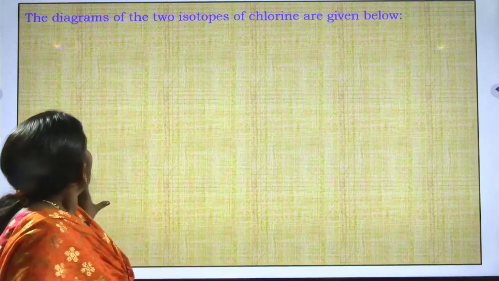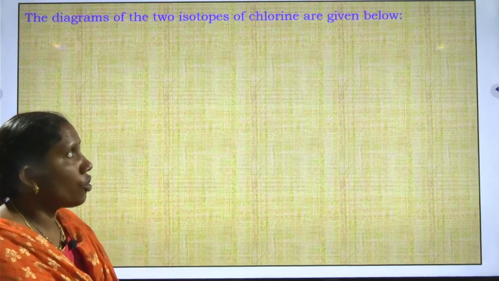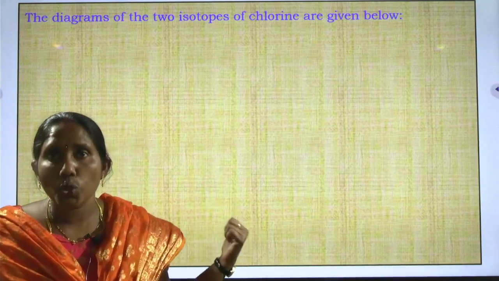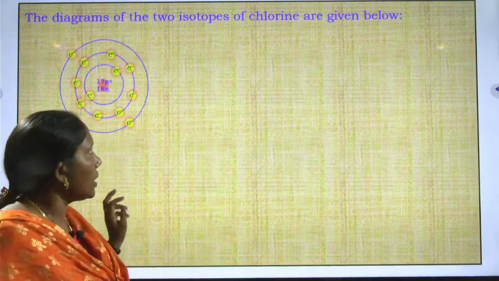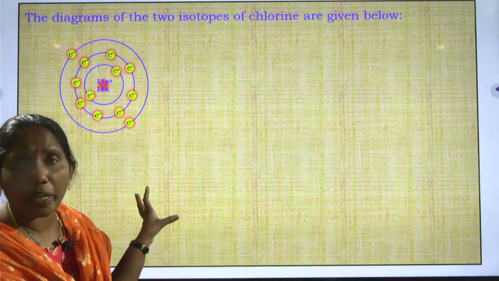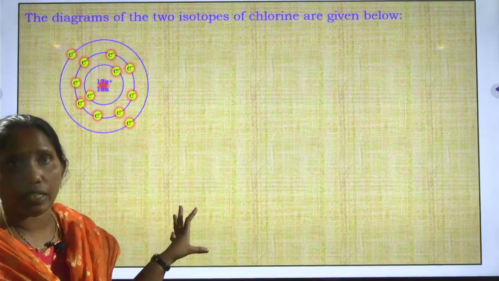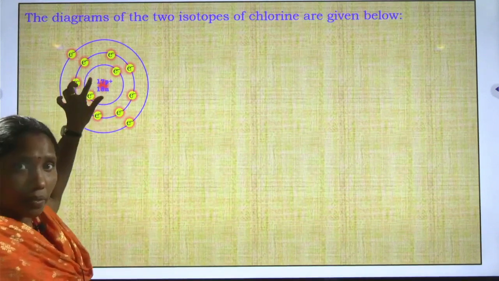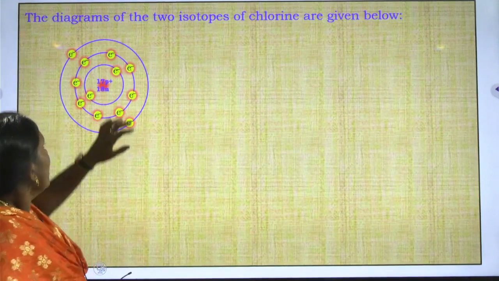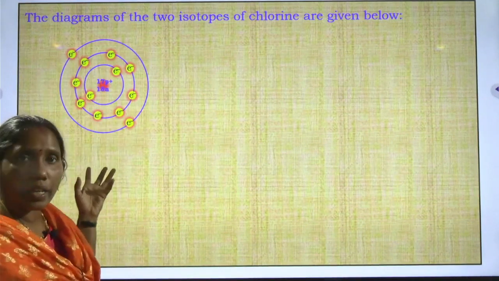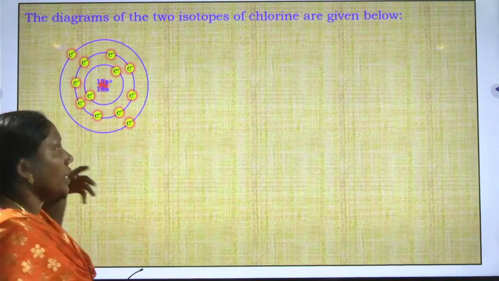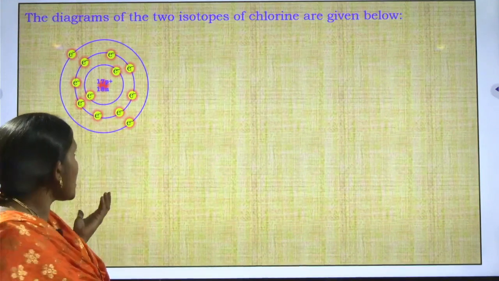Let us see the diagrams of the two isotopes of chlorine given below. Chlorine 17 35 and chlorine 17 37, the two chlorine isotopes we have seen, right? Let us see them in the diagram, a graphical representation. This is the nucleus. In the nucleus, 17 protons and 18 neutrons are present. It is a neutral atom, so 17 protons means the electrons will also be 17. The 17 electrons are revolving in the different shells.